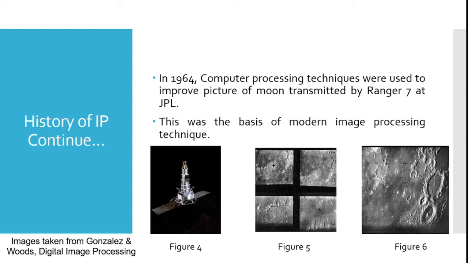In 1964, computer processing techniques were used to improve pictures of the moon transmitted by Ranger 7 at JPL. This was the basis of modern image processing techniques. Some images give the idea of how image processing was done in figures 4, 5 and 6, in the earlier ages of image processing in 1964.